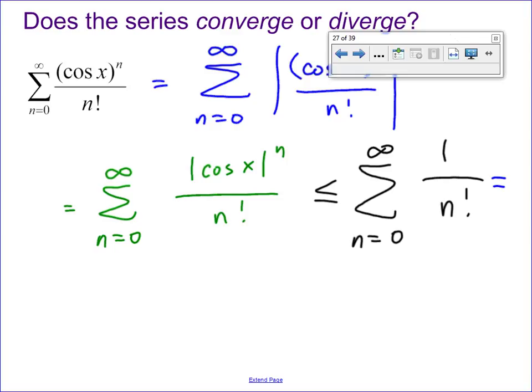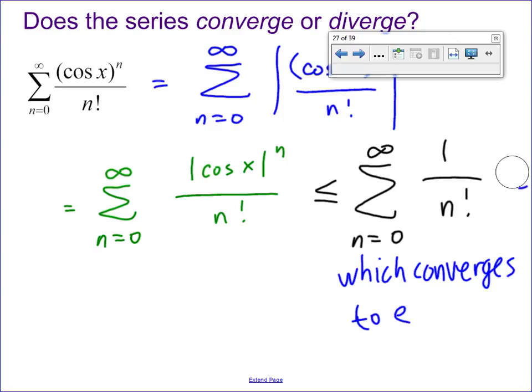And so, since that is a finite number, since that series is less than or equal to forever a known convergent series, then it must also converge by direct comparison. Which converges to E. Since our original was everywhere less than or equal to this known convergent series, then the original converges by direct comparison.